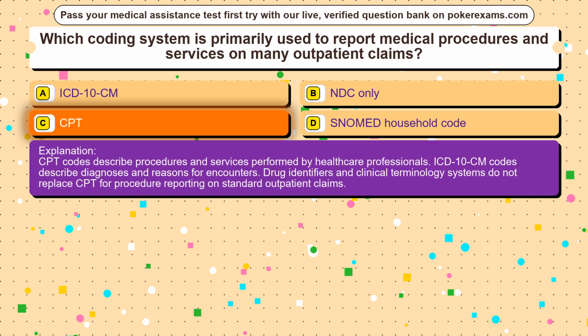CPT codes describe procedures and services performed by healthcare professionals. ICD-10-CM codes describe diagnoses and reasons for encounters. Drug identifiers and clinical terminology systems do not replace CPT for procedure reporting on standard outpatient claims.